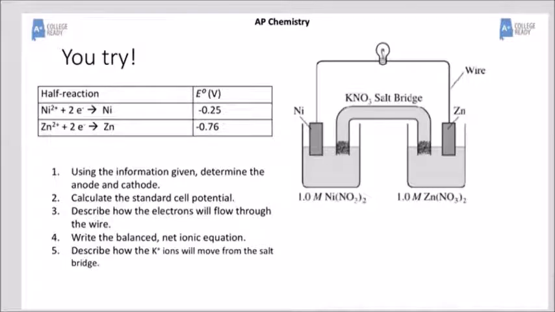So here's a good example for you to try. This will give you a good opportunity to see how you're doing on understanding this information. So again, number 1, determine the anode and cathode. Calculate the standard cell potential. Describe how the electrons will flow through the wire. Write the balanced net ionic equation. And number 5, describe how the K+ ions will move from the salt bridge. So you might pause and give yourself time to really answer all these questions specifically.